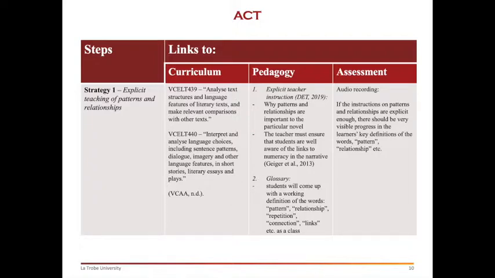So this activity is to ensure that my students are well aware of the links to repetition and pattern in the narrative, which is the skill of the numerate, and better prepare them to make accurate predictions about what they believe will happen. The second activity is glossary, where students will come up with a working definition of the words pattern, relationships, repetition, connection, links, and so on as a class, and then each individual student can look up the definitions to the words online or in a dictionary and refine these definitions to these words.